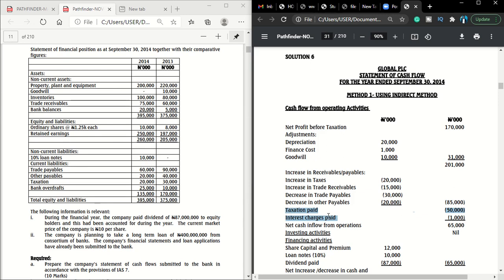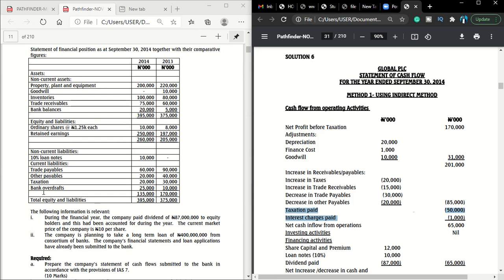So in this case now, let us see if there is any adjustment on interest. I will first of all come. Is there any owing of interest? Is there any prepayment of interest? Let us check our statement of financial position. Do we have any interest here? So other payables, bank overdraft. So no interest.